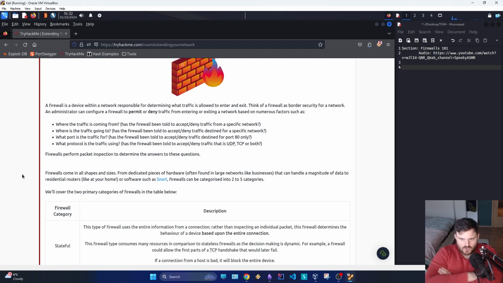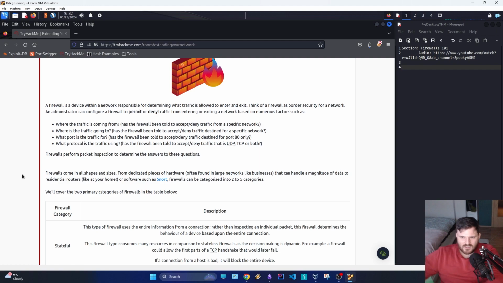Has the firewall been told to accept or deny traffic from a specific network? Where is the traffic going to? Has the firewall been told to accept or deny traffic destined for a specific network? What port is the traffic for? Has the firewall been told to accept or deny traffic destined for port 80 only? What protocol is the traffic using? Has the firewall been told to accept or deny traffic that is UDP, TCP, or both?